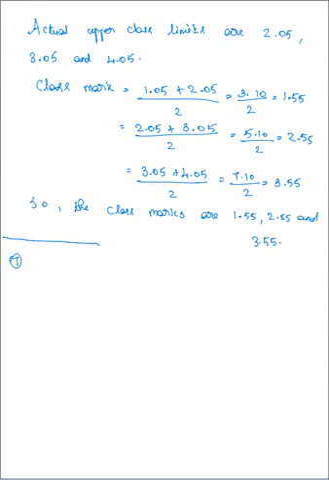Use the table given below to find the actual class limits of the fourth class, the class boundaries of the sixth class, the class mark of the third class, the upper and lower limits of the fifth class. The table they have given: class intervals are 30 to 34, 35 to 39, 40 to 44, 45 to 49, 50 to 54, and 55 to 59. Frequency they have given. Here the first question is the actual limits of the fourth class. Okay, let's see.